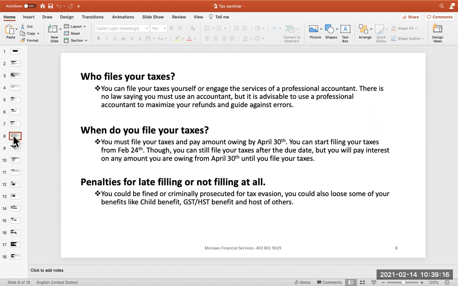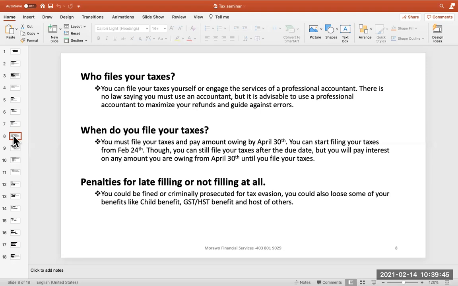Then the next question is, when do you file your taxes? You must file your taxes and pay amount owing by April 30th. That is the deadline. If you are owing any money, it must be paid by the 30th of April. Otherwise, CRA will start charging you interest. And you can start filing your taxes from February 24th.